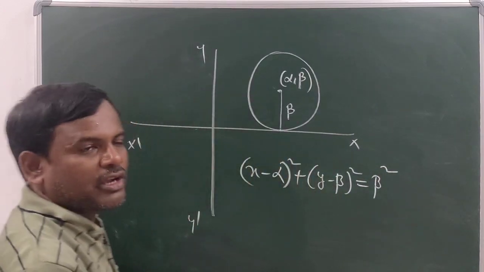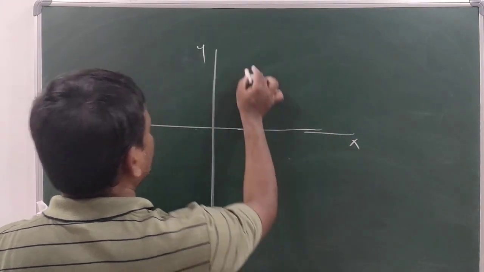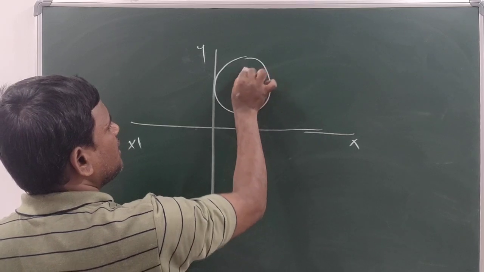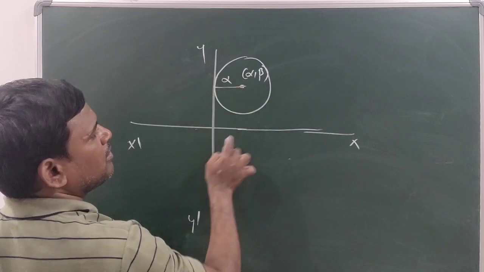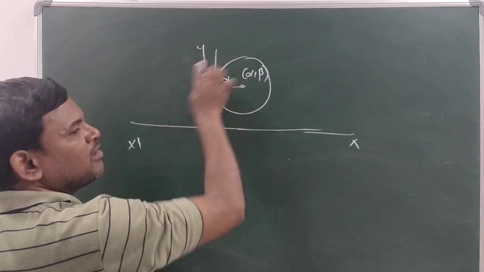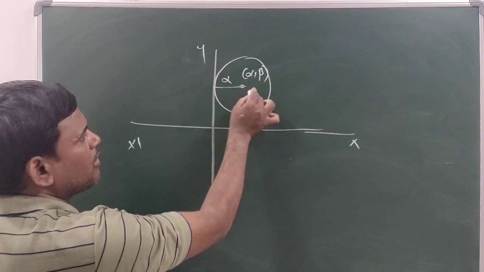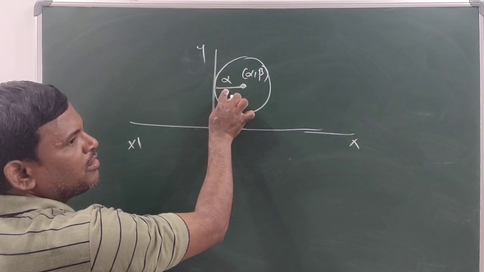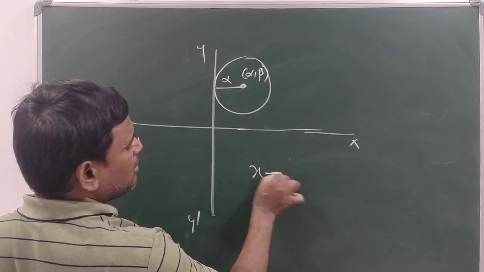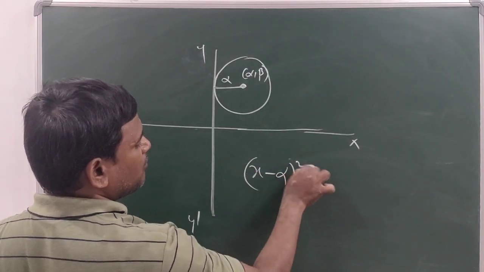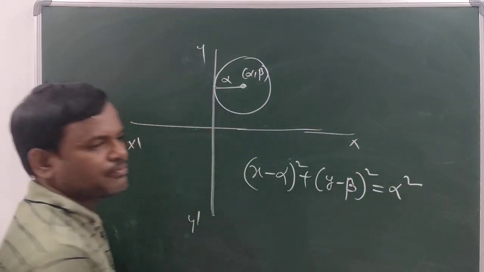Similarly, if the center is given and it is touching the y-axis, like this, then this length will be alpha. Only the center is given and they said it is touching the y-axis, so we got the radius as alpha, because the distance from here to here is alpha. Means the radius and center are known to us. Then apply the formula: x minus alpha whole square plus y minus beta whole square is equal to alpha square.